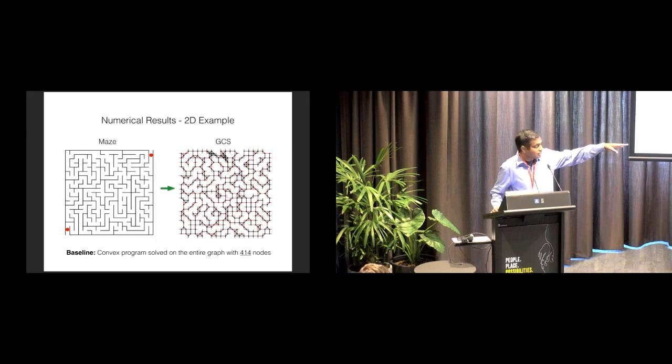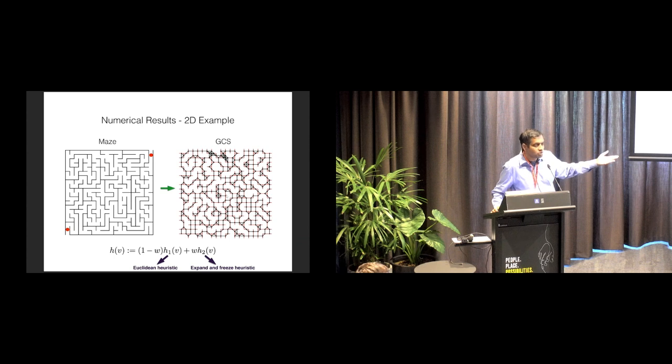We first construct the graph of convex sets, and in this graph we basically have 414 convex sets. So let's see what happens. Now we actually have two heuristics in the paper. The first heuristic is a simple Euclidean heuristic, so it's consistent but gives you poor bounds. It's very easy to compute. The second heuristic is an admissible heuristic, but it gives you really tight bounds. And so by varying the weights, we can change the strength of the heuristics, right?